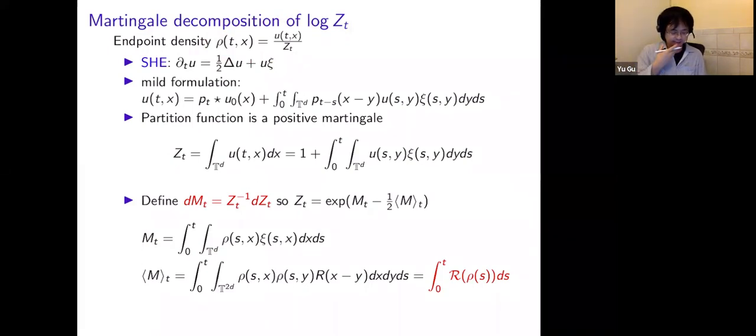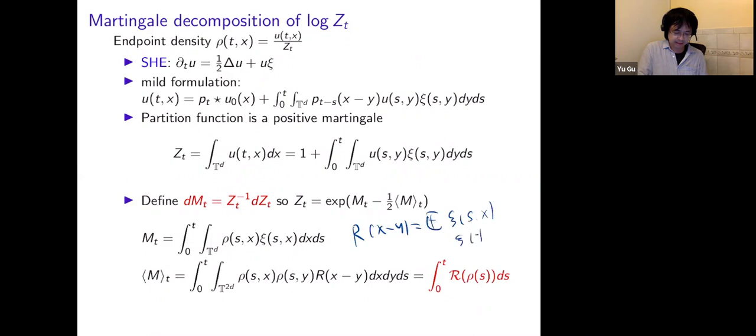Integrated against my noise. It doesn't have to be space-time noise. So then the quadratic variation just takes this form. Let me remind you that it's R(x − y); if you compute it, it's just this thing, right? So this is the spatial coherence function of my noise. That's why the quadratic variation takes this form.